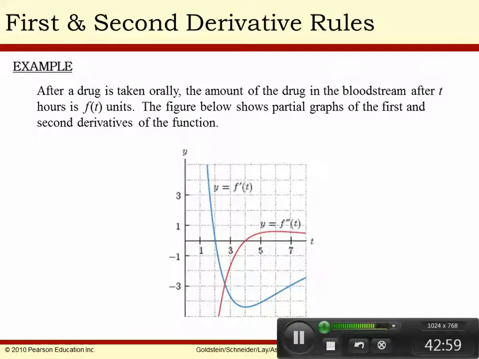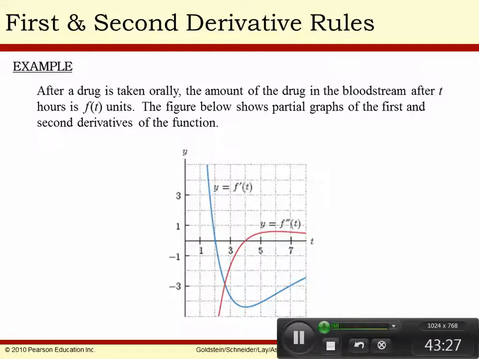Now let's look at this picture. Now they want to constrain us a little bit. They're taking some information away, because they're not giving us the function. They're just giving us the first and second derivative. Now calculus is really great, that with a little bit of information we can go through a lot of stuff.